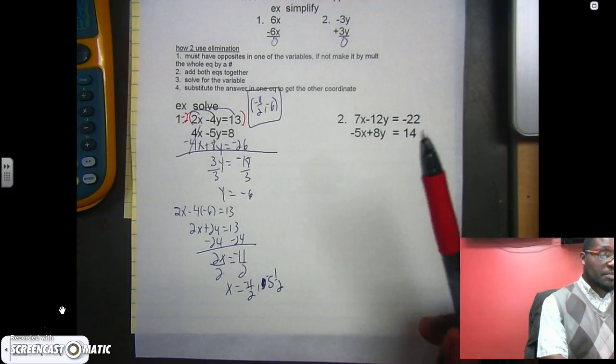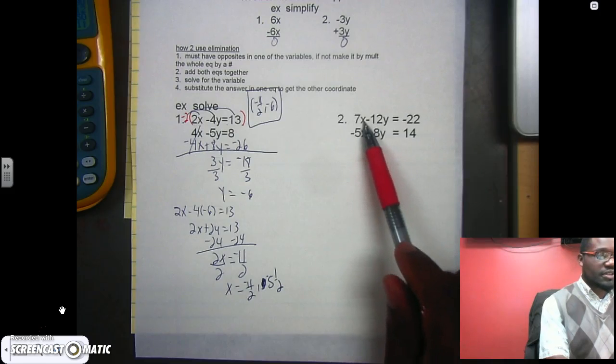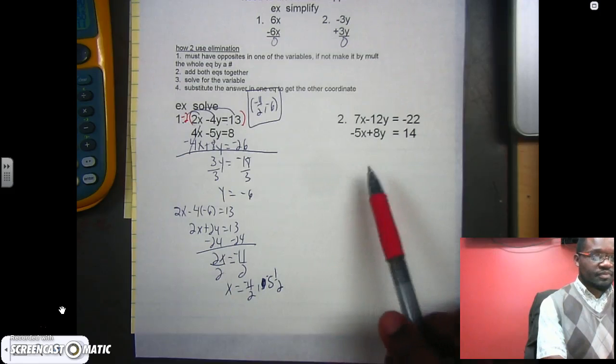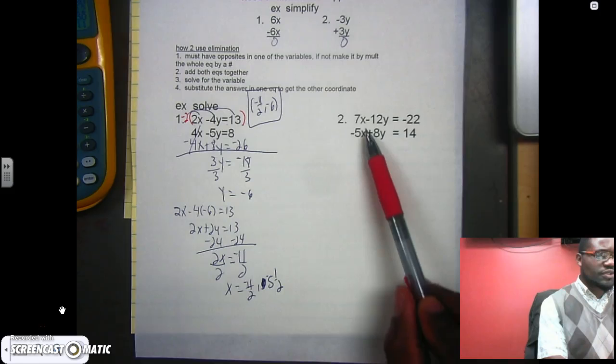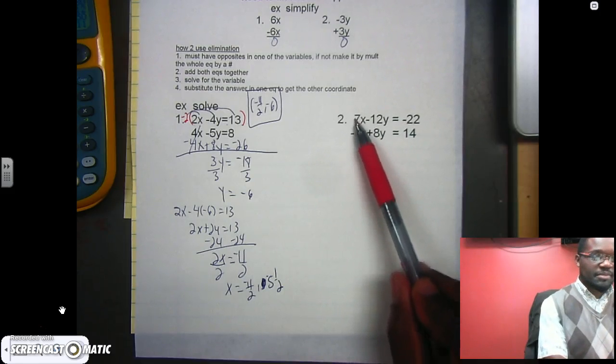to eliminate. Me personally, I usually like to deal with the smaller numbers, like 12 and 8 are a little bit bigger than 7 and 5, but again, there's no rhyme or reason. You can pick either one. So if I'm going to look at x again in this particular problem, notice that they already have different signs, so I don't have to worry about that. I just need them to be the same number.